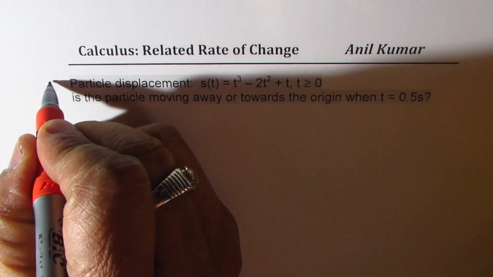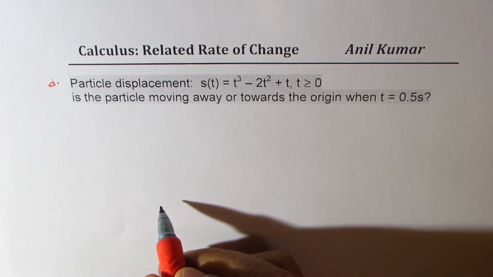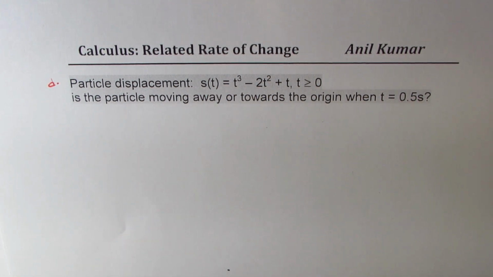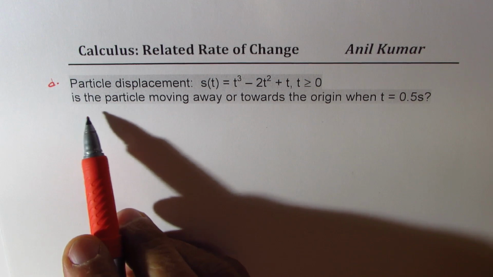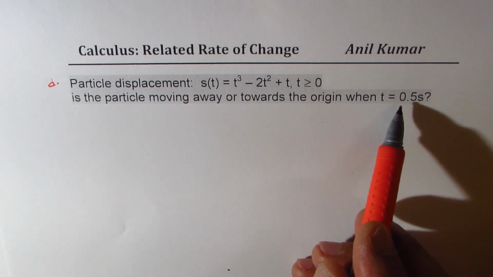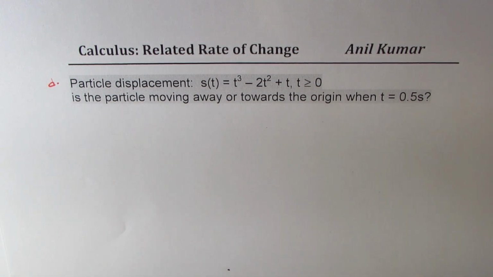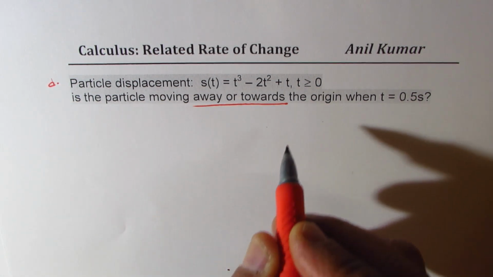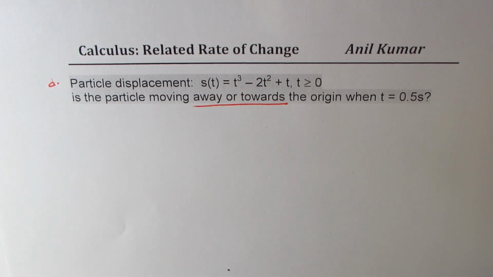Now this is part D of our question. We know that displacement is given by t cube minus 2t square plus t. Is the particle moving away or towards the origin when t equals 0.5 seconds? So how do we figure out whether it is moving away or towards the origin, right?